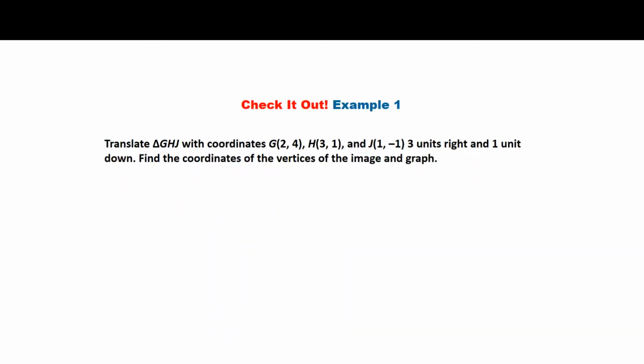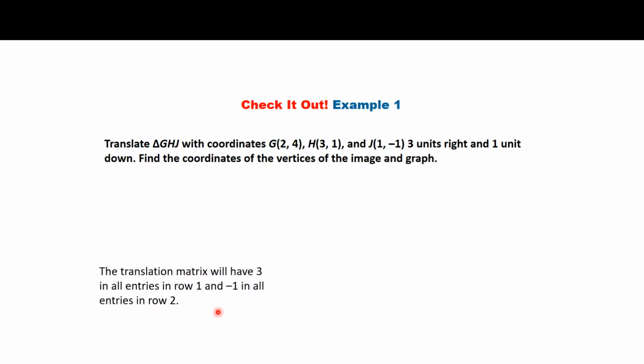All right, so here's another one to think about. It says translate triangle GHJ with the following coordinates. This time we're going to go 3 units right and 1 unit down. So think about what the new translation matrix is going to look like. And let's take a look at it.